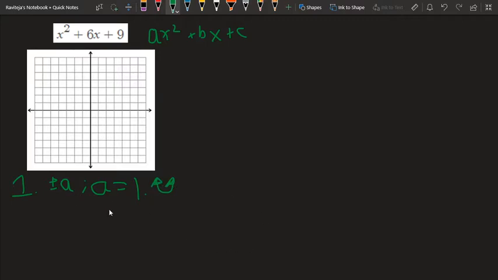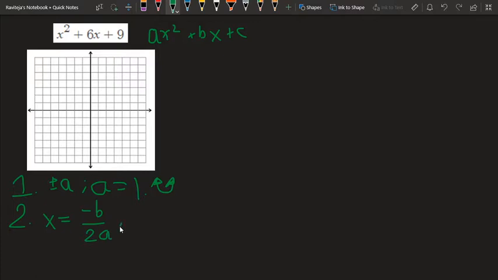Okay, now that we found the direction, let's move on to step number 2. And step number 2 is to find the vertex. The vertex is basically the starting point of the graph, the beginning point. We want to find the vertex so we know on what point to start our graph. Now our vertex is a point on the graph, so we have to find an x value and then the y value. And to find the x value of the vertex, we use the formula x equals negative b over 2a.